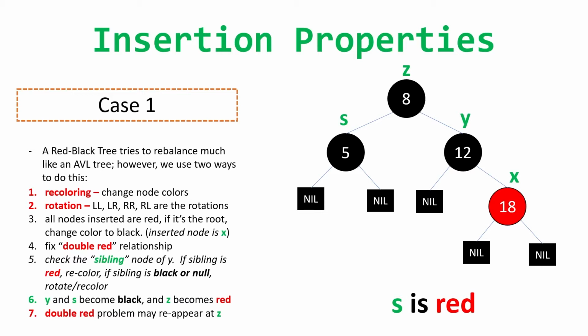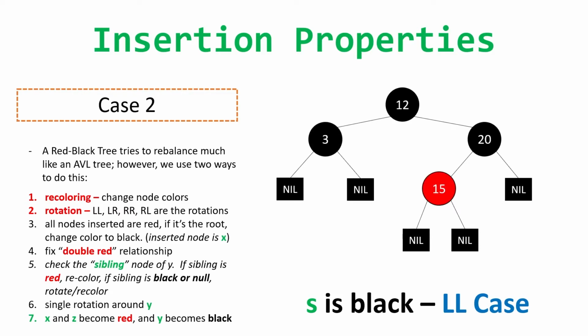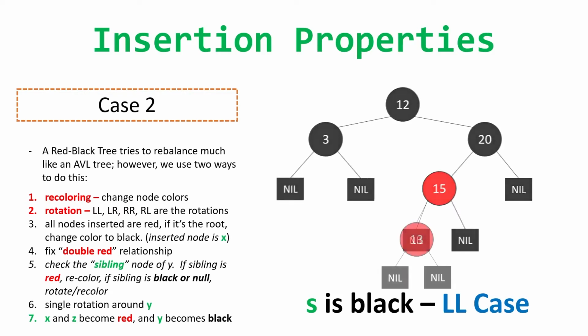Now, case number 2 is when S is black, not red. Okay. So again, we have the first same 5 steps to remind you what we do. We're going to take a look at an example red-black tree. And this time, let's insert 13. So 13, just like a binary search tree, is going to be the left child of 15. Let's go ahead and label. Remember, X is always the node that we insert. Then we label Y, Z, and S. Y is the parent of X, Z is the grandparent of X, and S is the sibling of Y.